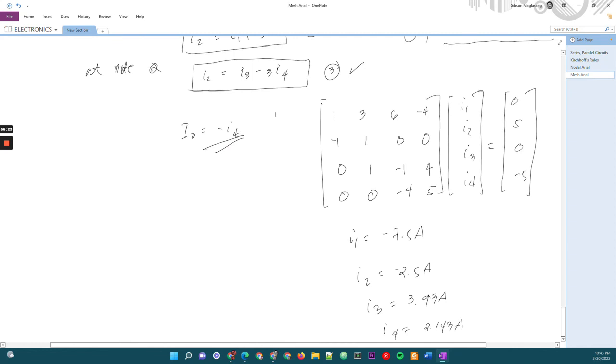Okay, so that's it for the methods of analysis. We discussed nodal analysis, and for this particular session we discussed the mesh analysis. Okay, so that would be all for now, and see you in the next videos where we will discuss electronics.